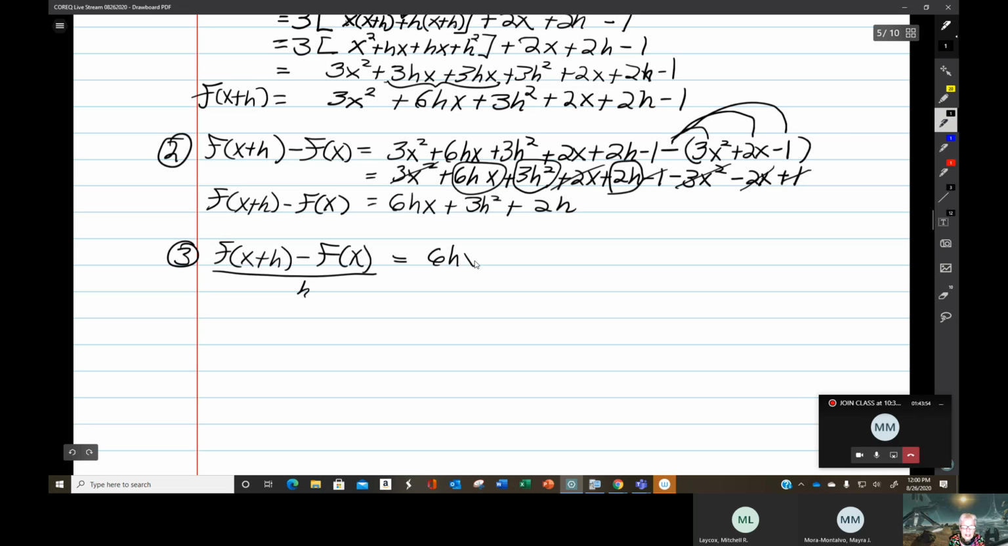So I'll have 6hx over h, and then I come up here, plus 3h squared, but h squared can also be written as h times h. I just do that because it's easier to cancel. Plus 2h over h, because in each of these terms the h on the bottom cancels out an h on top. Cancel, cancel, cancel. So what's left is 6x plus 3h plus 2. And that's the answer. Yay!